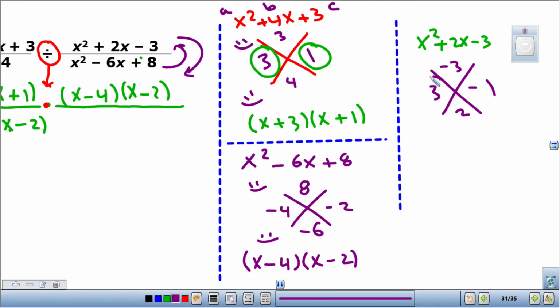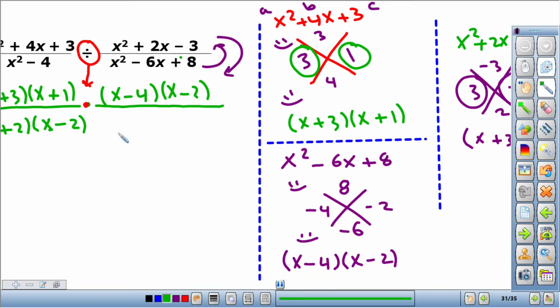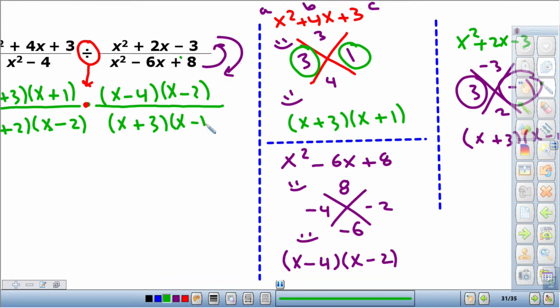X plus 3, x minus 1. Okay, so that's going to replace what I've got on this side. Let me scoot over. X plus 3, x minus 1. X plus 3, x minus 1. Whew. I know it takes time, but it's worth it.